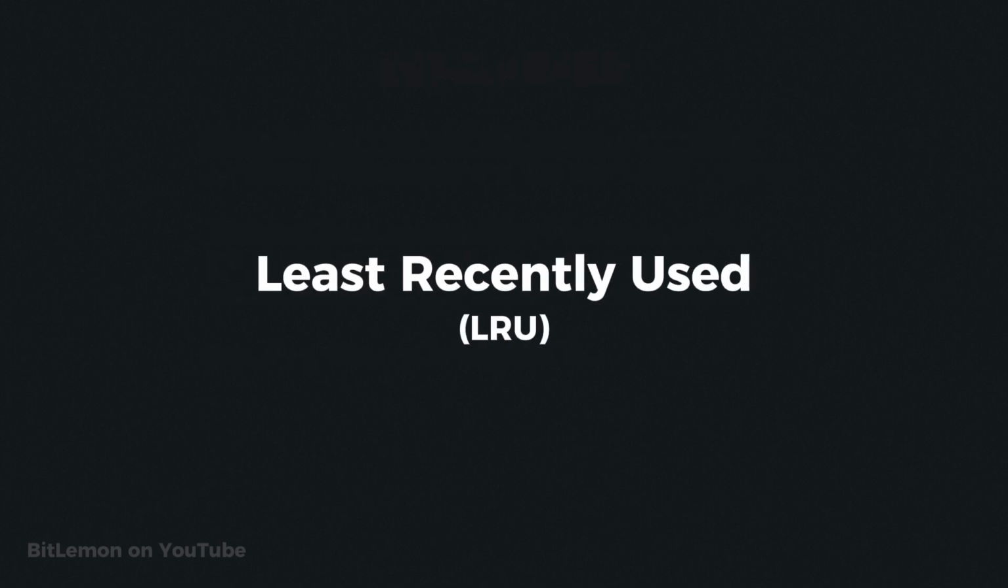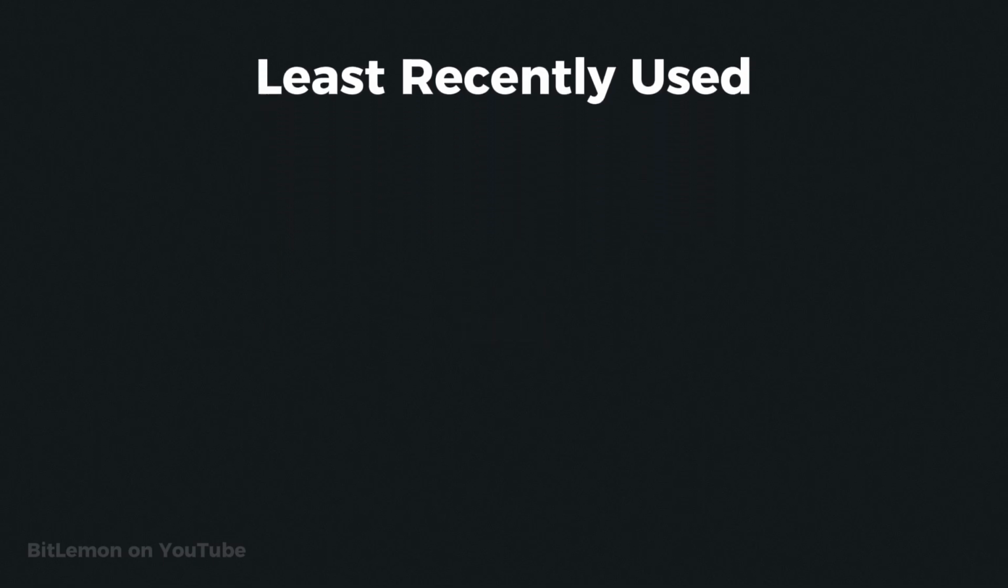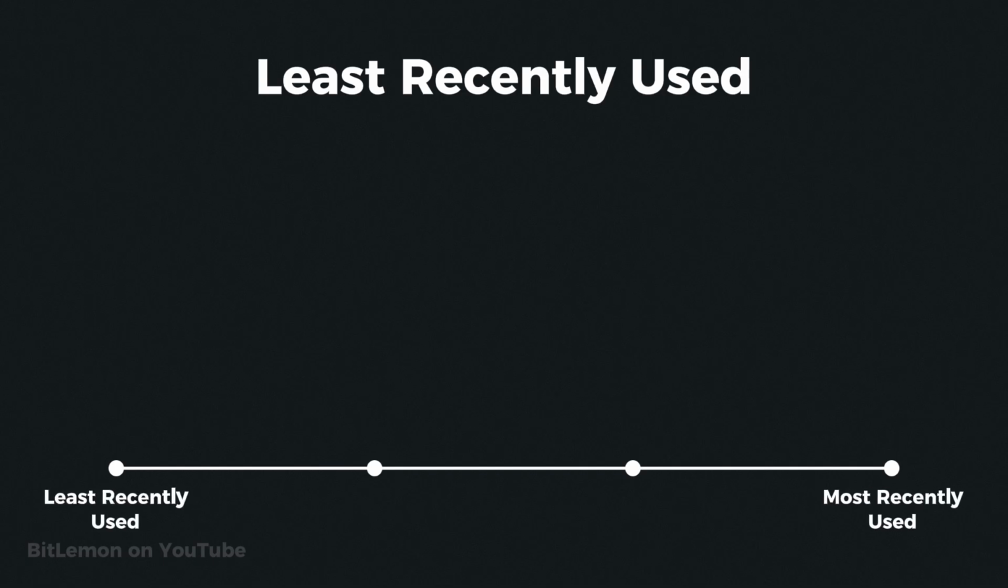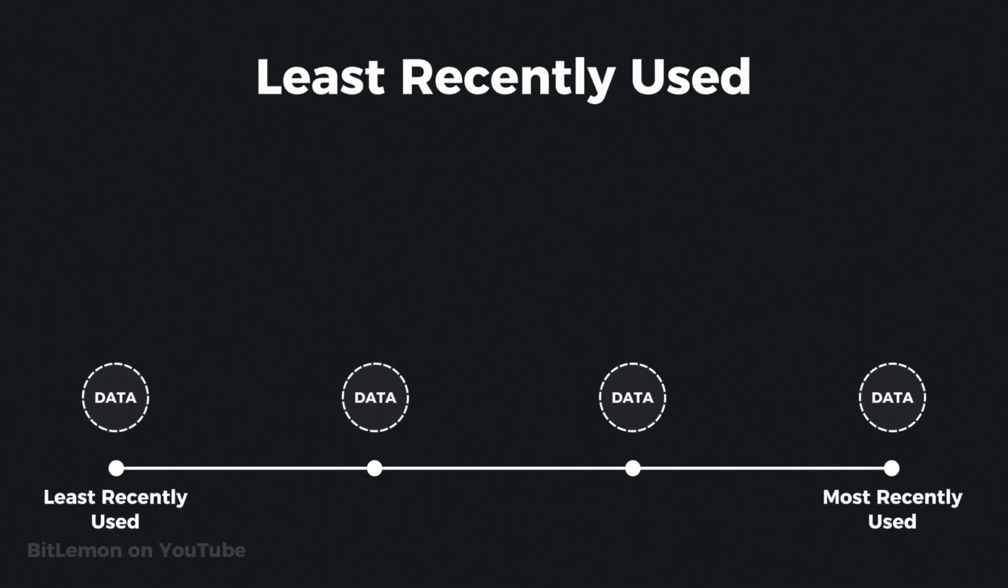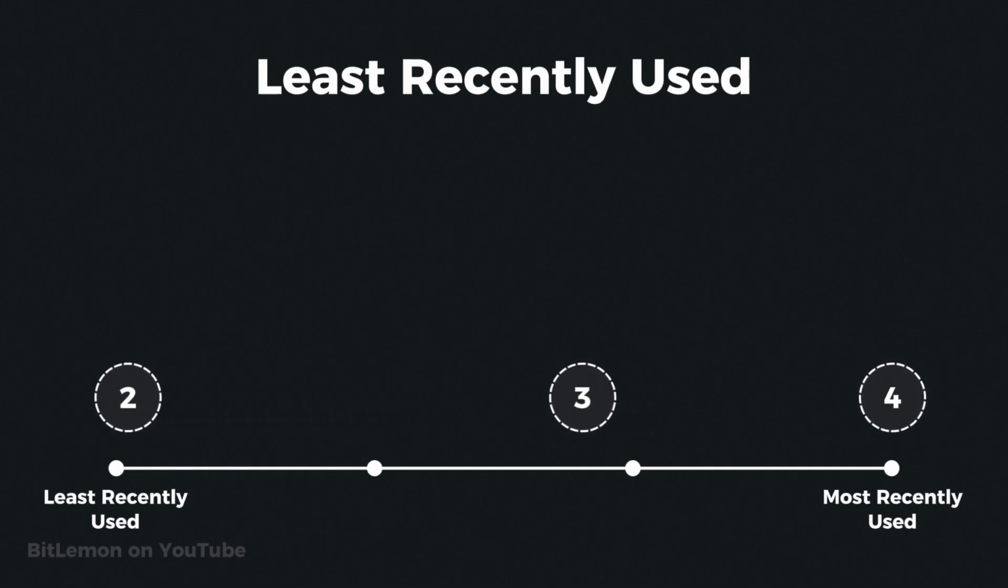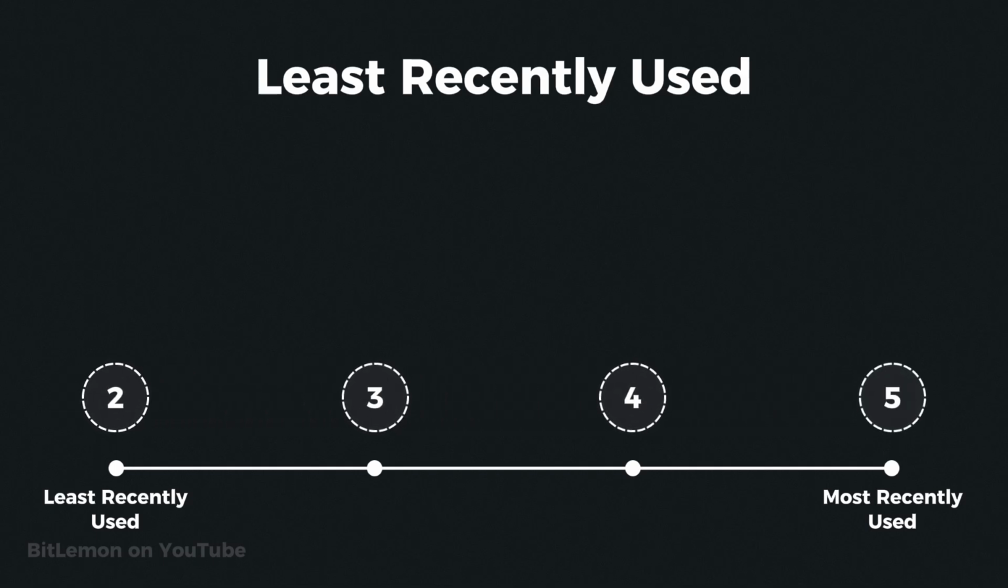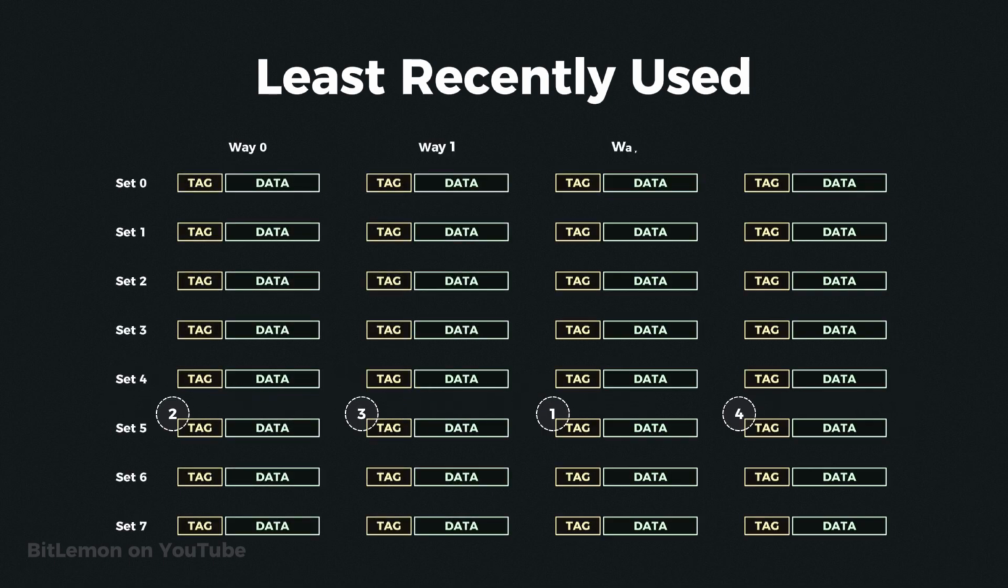The least recently used cache replacement policy is a widely used algorithm for managing cache memory, and it's arguably the most intuitive one. It operates on the principle that when a cache is full and new data needs to be loaded, the data that hasn't been used for the longest time is evicted. To implement this, the cache tracks the order in which data is accessed. When a cache miss occurs and a replacement is necessary, the data that was accessed the longest time ago is removed to make space for the new data.